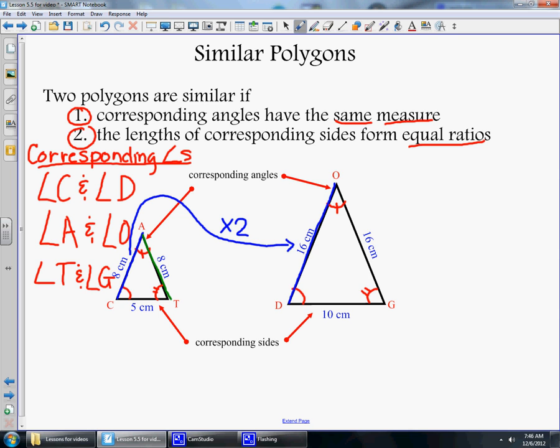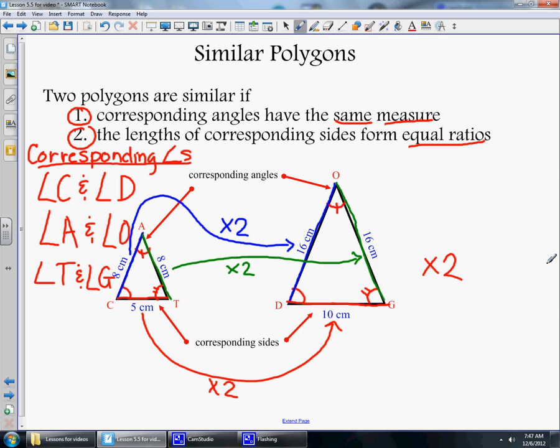So AT corresponds to OG, and we go from 8 to 16 again, which is multiplying by 2. Then the final side, CT and DG are corresponding sides. In those sides there, again, we multiply by 2. So the ratio for this is times 2, where all the sides are 2 times bigger in DOG than CAT. So they would be similar triangles.